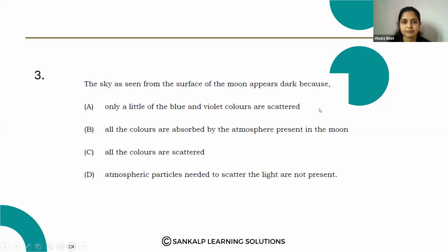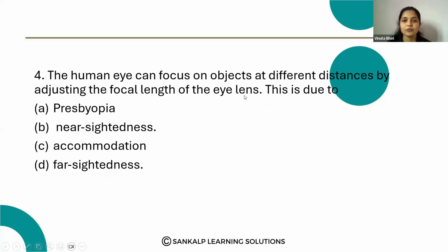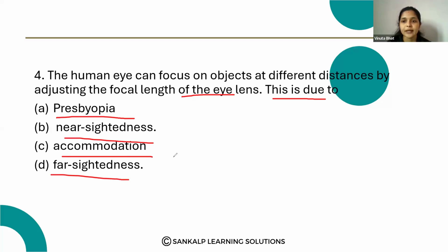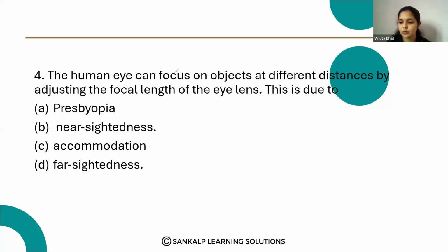Next question. The human eye can focus on objects at different distances by adjusting the focal length of the eye lens. This is due to presbyopia, nearsightedness, accommodation, farsightedness. You know that the human eye can focus on objects at different distances by adjusting the focal length of the lens. Which is the correct answer? Please note down the answer.